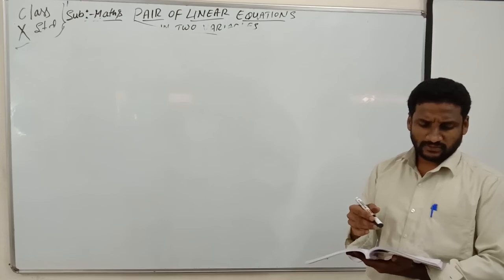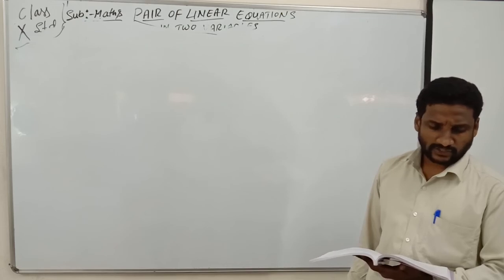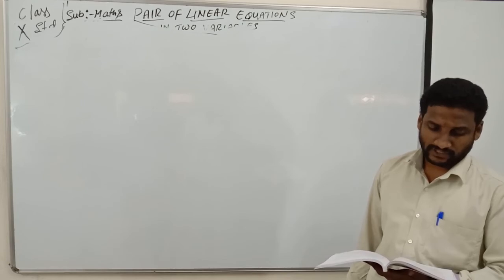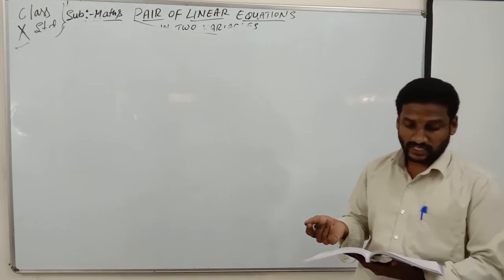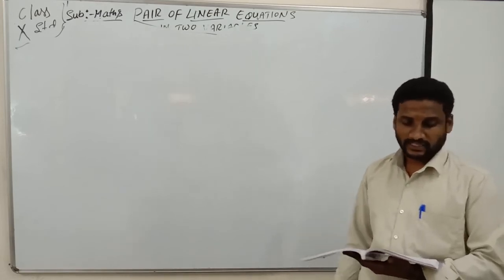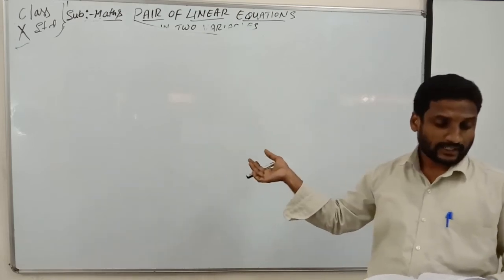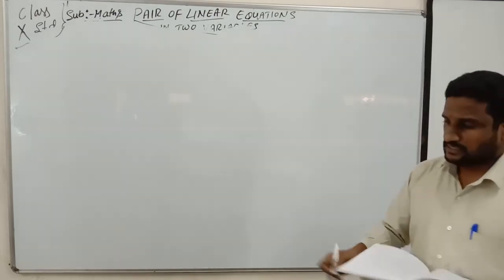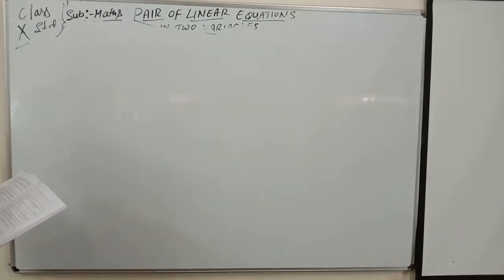So this problem here: form the pair of linear equations in the following problems and find their solution graphically. 10 students of class 10 took part in a mathematics quiz. If the number of girls is 4 more than the number of boys, find the number of boys and girls who took part in the quiz. So this word problem is converted like the previous problem, Aftab and his daughter. Similarly, this also can be done. Simply I make the sentence into mathematical steps. Remaining problems you can do. 10 students are there in class 10.